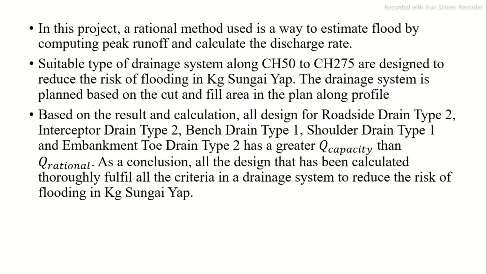The drainage system is planned based on the cut and fill area in the plan along profile. Based on the result and calculation, all designed roadside drain type 2, interceptor drain type 2, bench drain type 1, shoulder drain type 1, and embankment 2 drain type 2 has a greater flow rate capacity than flow rate rational. As a conclusion, all the design that has been calculated thoroughly fulfill all the criteria in a drainage system to reduce the risk of flooding in Kampung Sungai Yap.